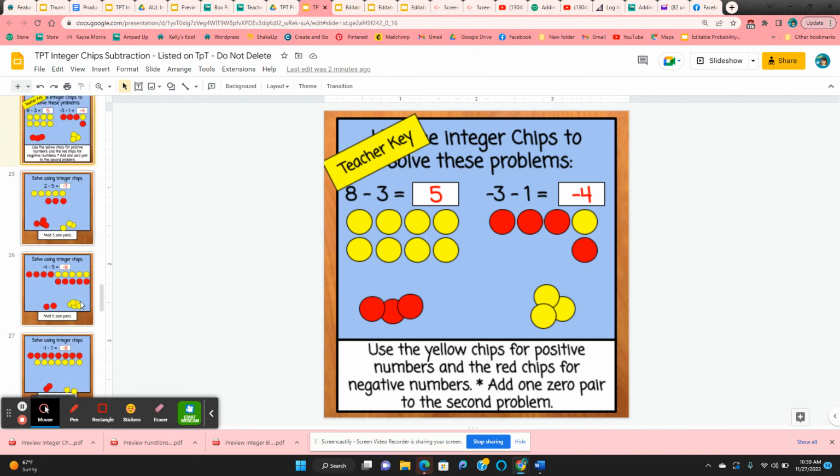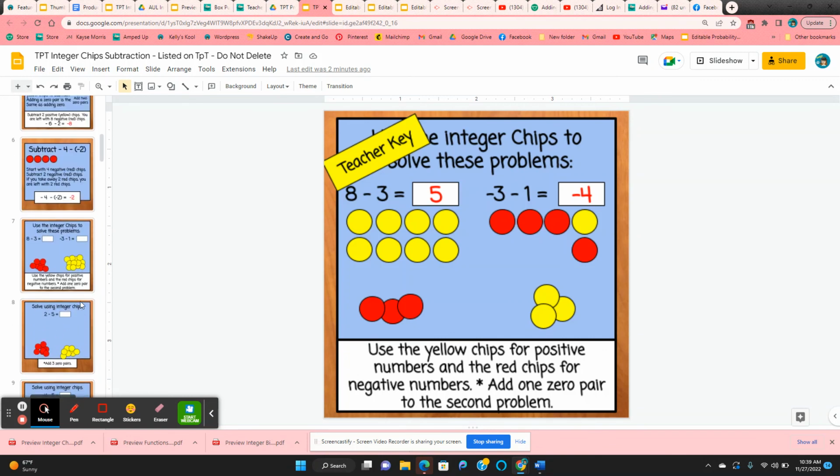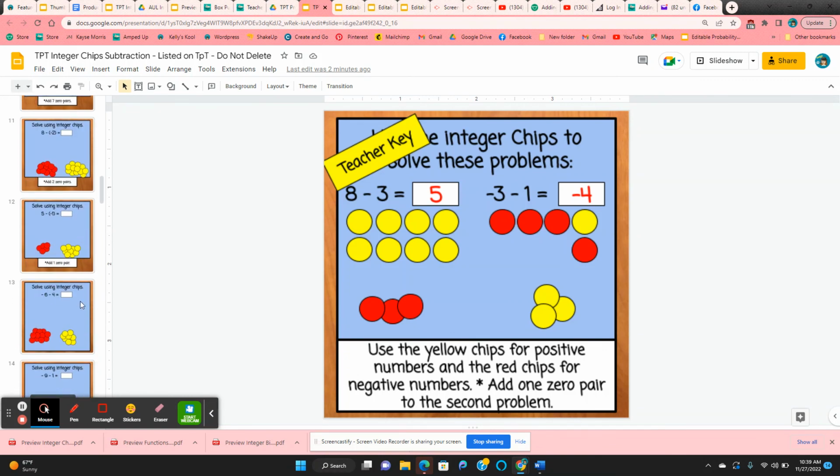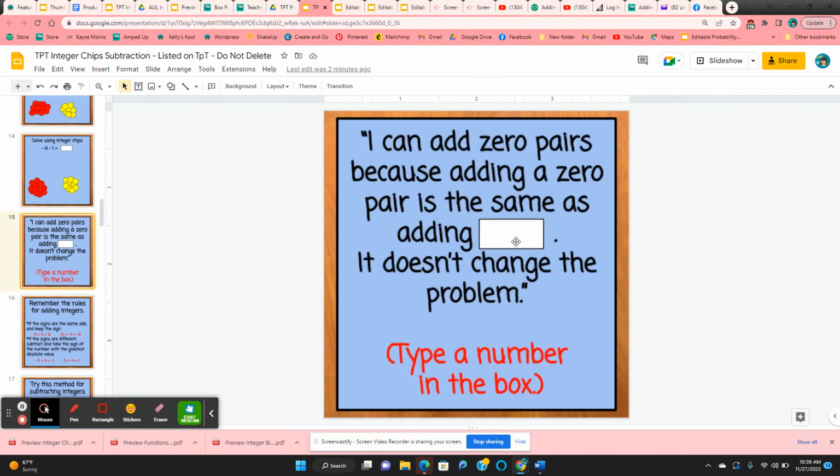All the completed slides are on here for the teacher. I'll show you how to make a student copy once I finish. They have several slides to practice this, and then they just have to fill in the sentence frame. I can add zero pairs because adding a zero pair is the same as adding 0. So they just type in 0.